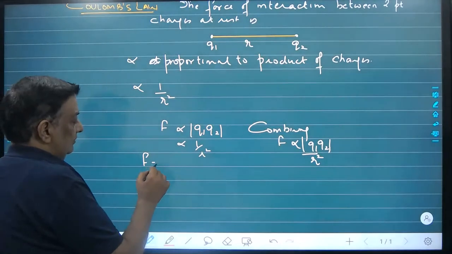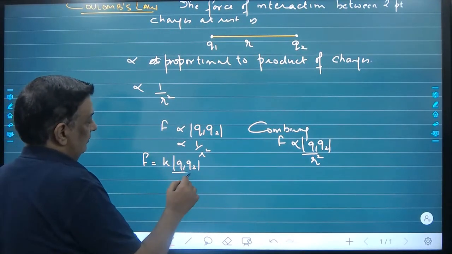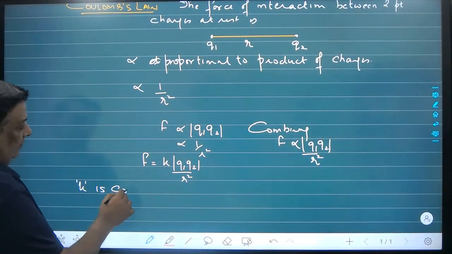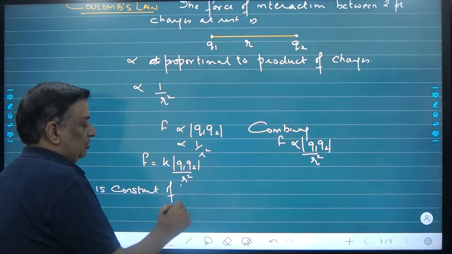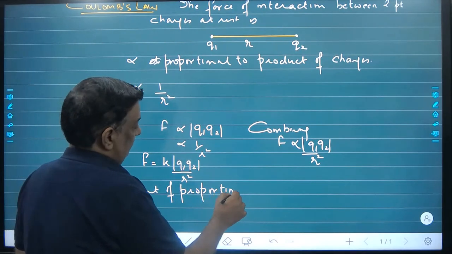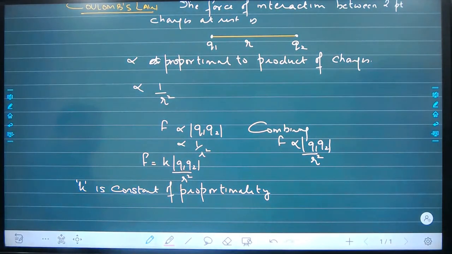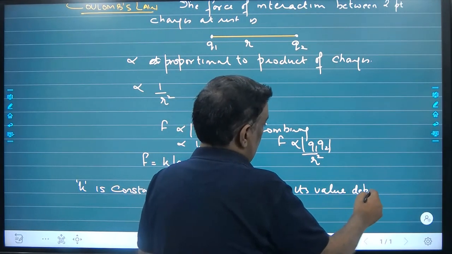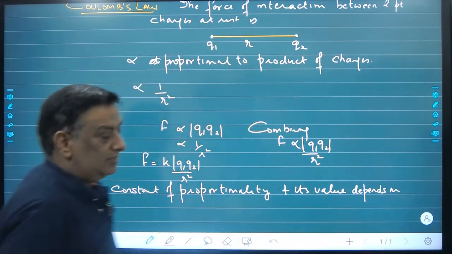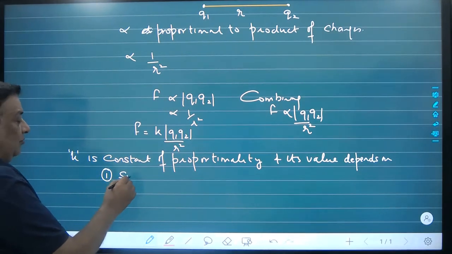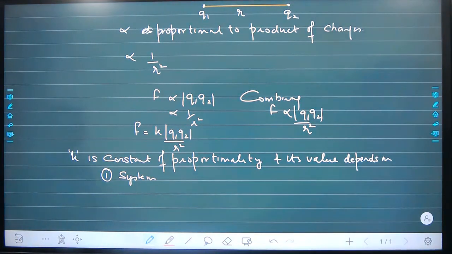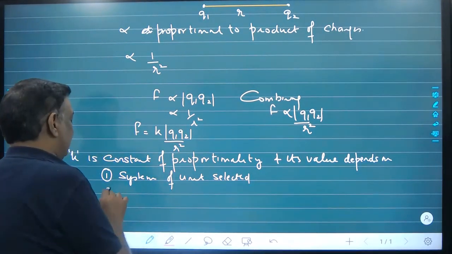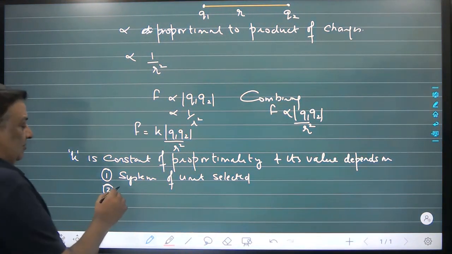Or F is equal to K Q1 Q2 by r square, where K is the constant of proportionality, and its value depends on two factors. The first factor is the system of units selected, whether you are measuring in SI or CGS. So the constant of proportionality depends on the system of units selected. And the second factor is the medium between the two charges, whether there's air or some other medium.